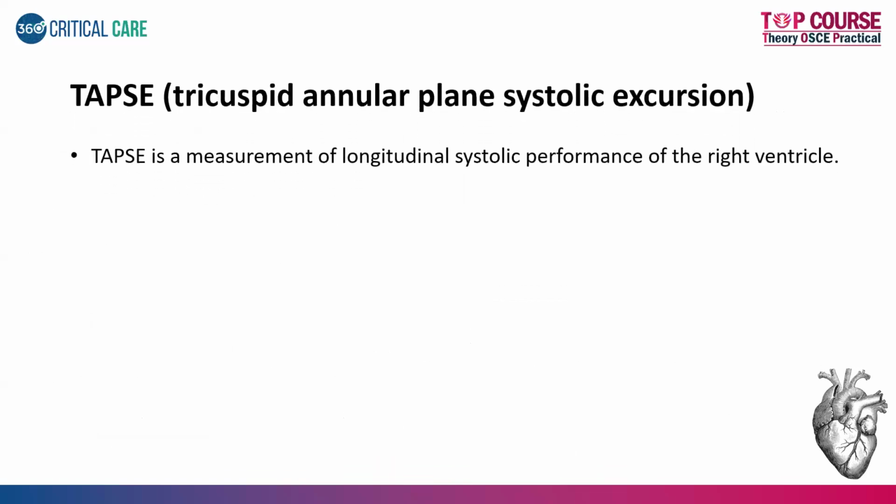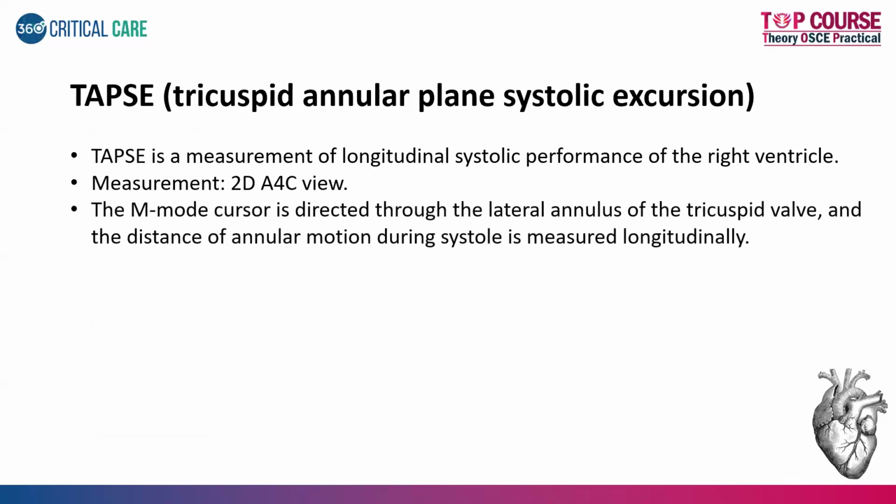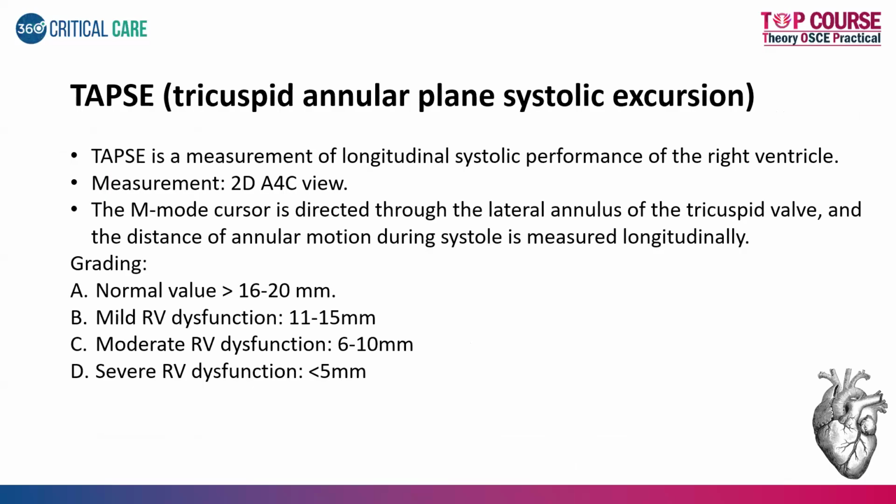Coming to TAPSE, it is an acronym for tricuspid annular plane systolic excursion. The measurement is usually done in a two-dimensional apical four-chamber view. The M-mode cursor is placed on the lateral annulus of the tricuspid valve, and it is measured for the longitudinal annular motion of the valve during systole. There are four gradings. The normal value is usually more than 16 to 20 millimeters. Mild dysfunction is between 11 to 15 millimeters. Moderate dysfunction is 6 to 10, and severe dysfunction is when the TAPSE is less than 5 millimeters.